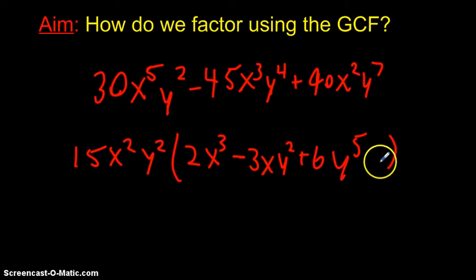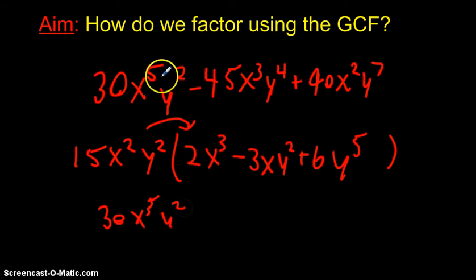Now, you can test that you factored correctly by multiplying. Factoring can always be checked by multiplying. So if we distribute, we should get what we started with. Otherwise, we did this incorrectly. 15 times 2 is 30. X squared times x to the third is x to the fifth. Y squared times no y's is y squared. So far, so good. 15 times negative 3 is negative 45.